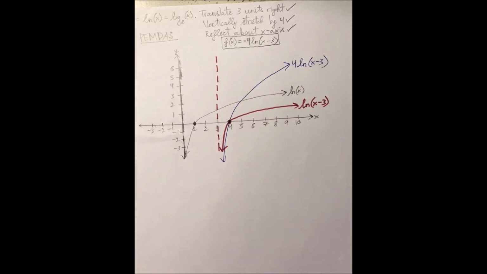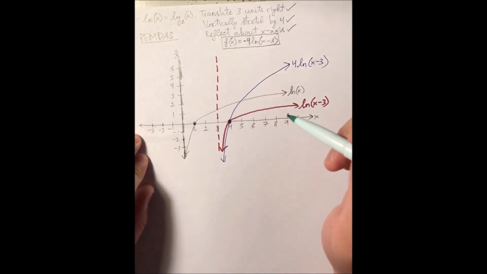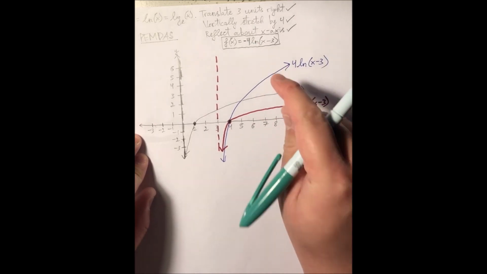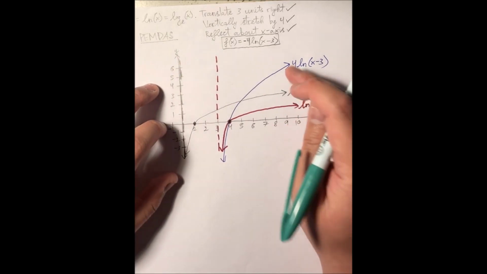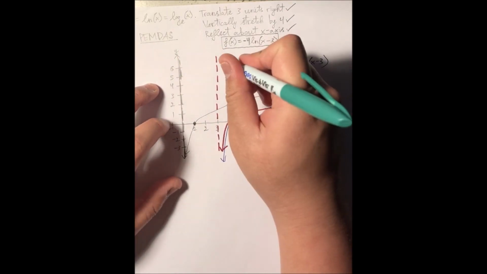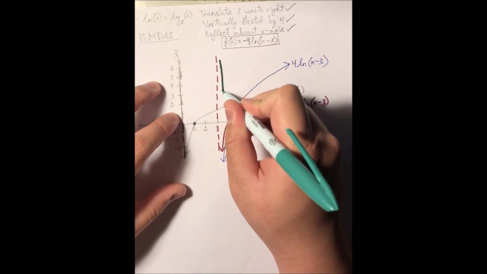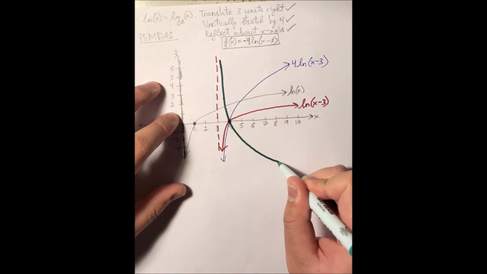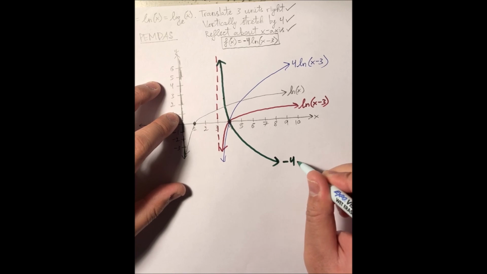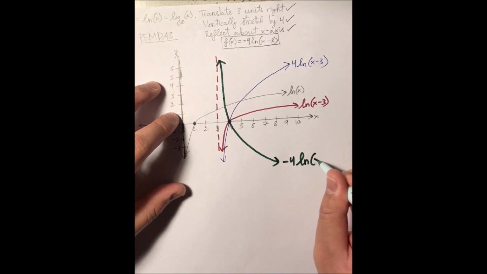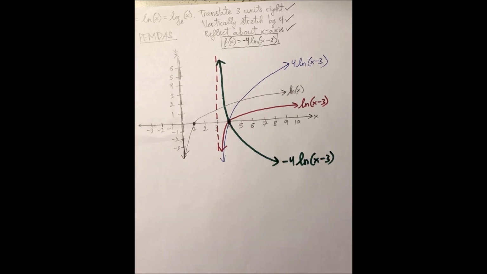Now lastly, we are supposed to reflect the most recent graph in the blue across the x-axis by the minus sign. So we take this graph and just, quote unquote, flip it vertically. So this end will end up here and this end will end up there. So it's probably going to look something like, I'm just going to try my best on this. Something like that. So this is -4 times ln of x minus 3. And yeah, that is how we graph each transformation of this function.